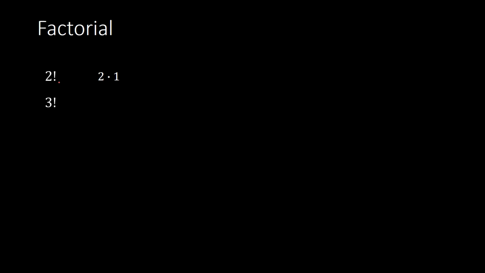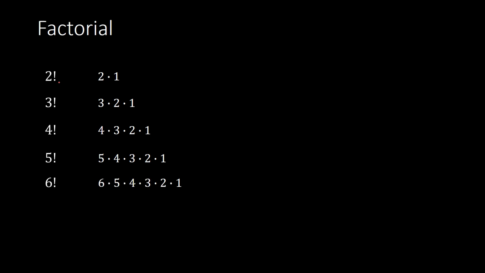3 factorial would be 3 times 2 times 1. 4 factorial is 4 times 3 times 2 times 1. 5 factorial is 5 times 4 times 3 times 2 times 1. 6 factorial is 6, 5, 4, 3, 2, 1, multiply together. And we could keep going for 7 factorial and 8 factorial. And this goes on, for any size of number.